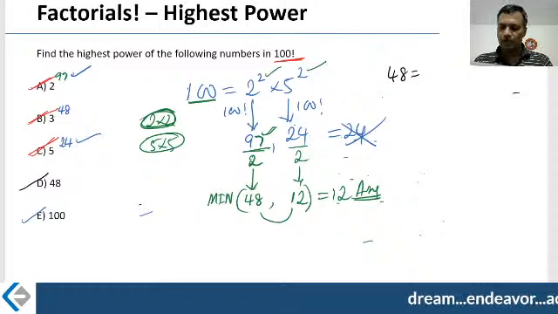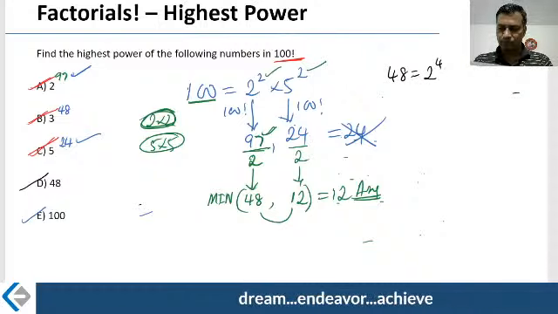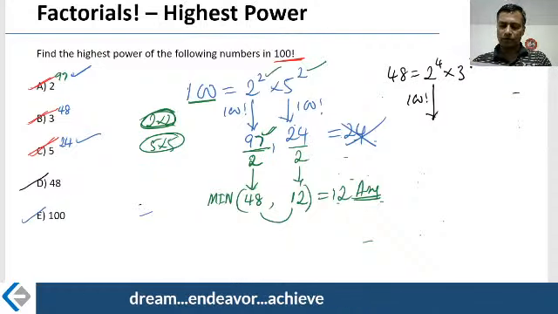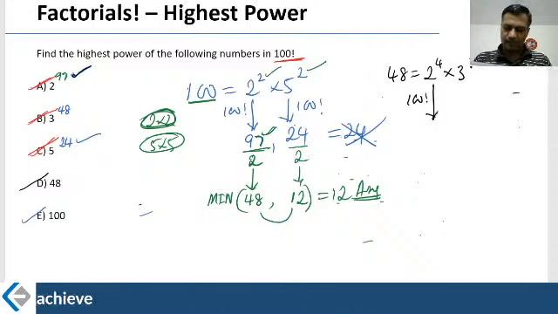48 is nothing but 2 raised to power 4 into 3 raised to power 1. What is the highest power of 2 in 100 factorial? It again boils down to the prime number 2. That is 97. We are ready with that data for now.